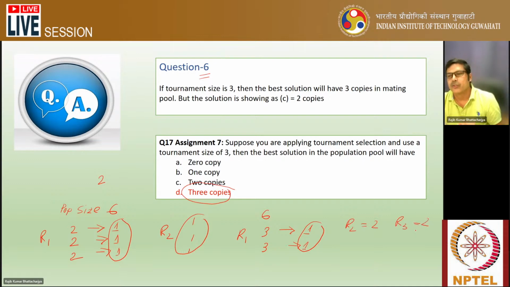So what will happen basically? You are playing 3 rounds in order to get 6 solutions. The best solution will win the tournament in all the rounds. In the first round he will be the winner, in the second also, and in the third round also. Therefore the best solution will have 3 copies. I hope this is clear. So we will get 3 copies.